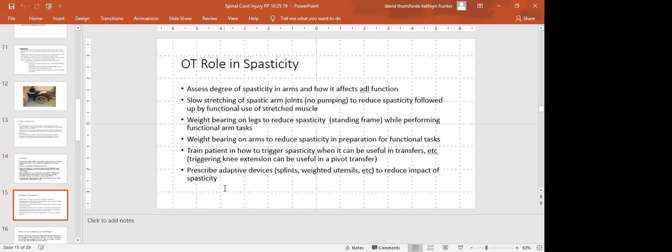So our role, the first thing we need to do is assess where the spasticity is. Is the person having spasticity in their elbows? Are they having spasticity in their knees? Does it tend to be sudden extension, sudden flexion? And also, how is it affecting their ADL function? Is it making it more difficult for them to sit? Is it making it more difficult for them to eat? What's the problem?